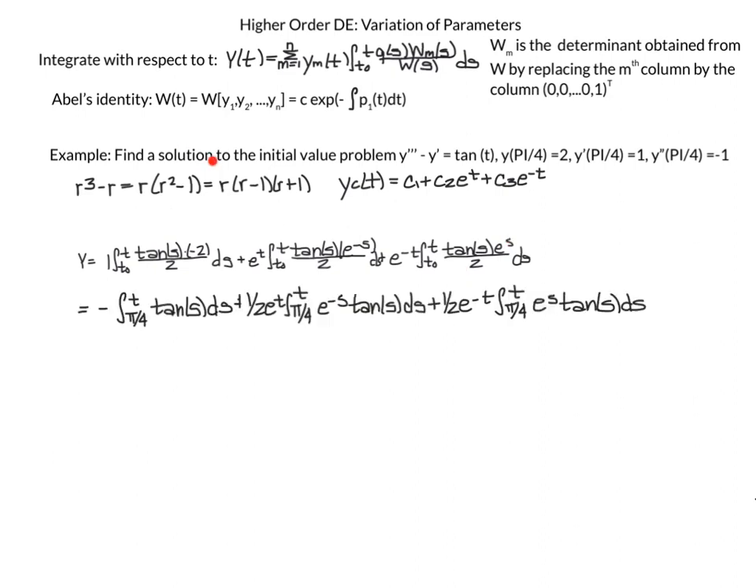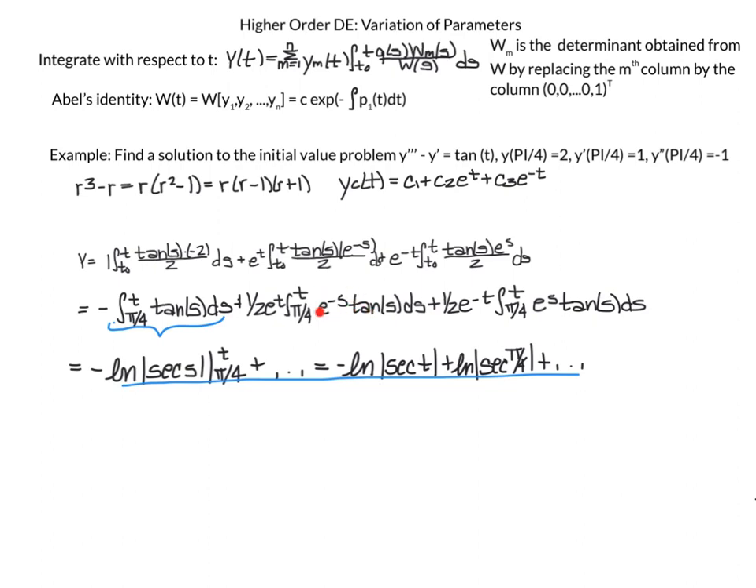In this case, I'm actually asked to find a solution, not just to leave it in integral form. My t naught here is equal to pi over 4. So I'm going to start by plugging that in and doing some simplification. Here, my 2's cancel out. I pull out my negative, integral from pi over 4 to t, tangent of s, these again cancel out, ds. Plus, I'm going to pull out my 1/2 e to the t, integral from pi over 4 to t, tangent of s, e to the minus s ds. Again, pulling out the 1/2 e to the minus t, integral from pi over 4 to t, tangent of s, e to the s ds.